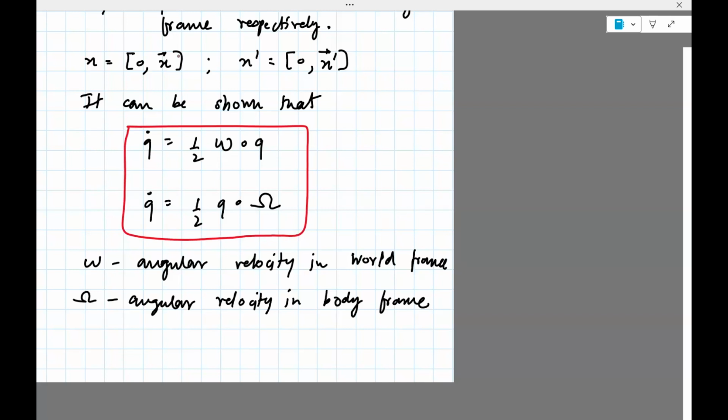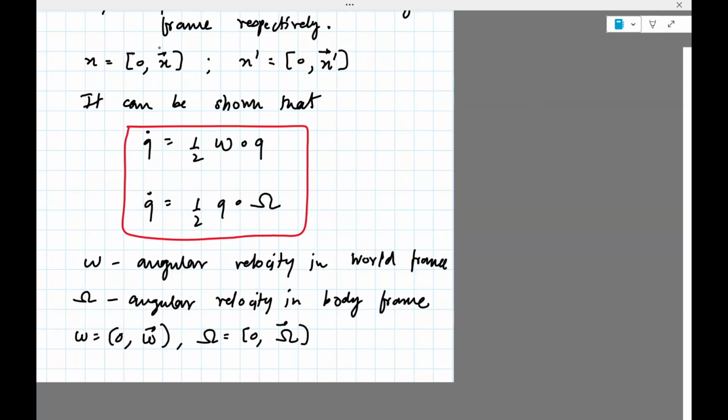Okay, so when you take that product, there's a way in which you can do multiplication between two quaternions. So omega has to be treated as a quaternion. In fact, what you'll do is you'll write omega as 0 omega, and then this big omega will be 0. Right? So the 0 means the constant part is 0. And then the non-constant part is basically omega x, omega y, omega z, and then same for the body frame omega.